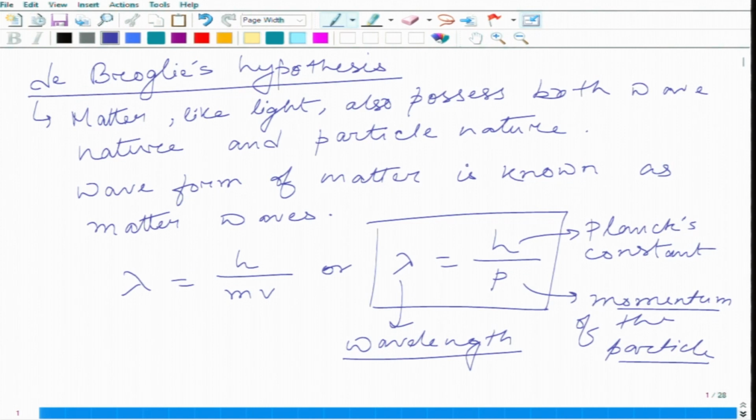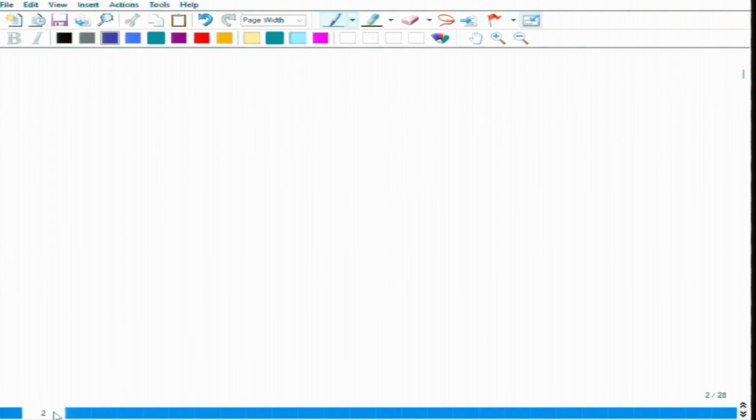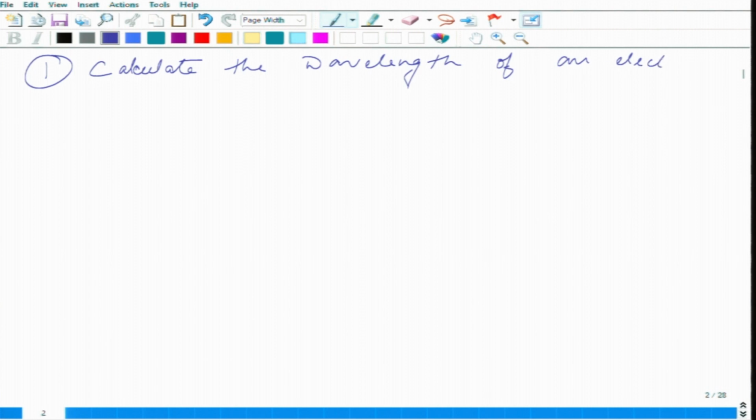So, let us look at some numericals based on de-Broglie's hypothesis. So, the first question is, calculate the wavelength of an electron moving with a velocity of 2.05 into 10 to the power 7 meter per second.